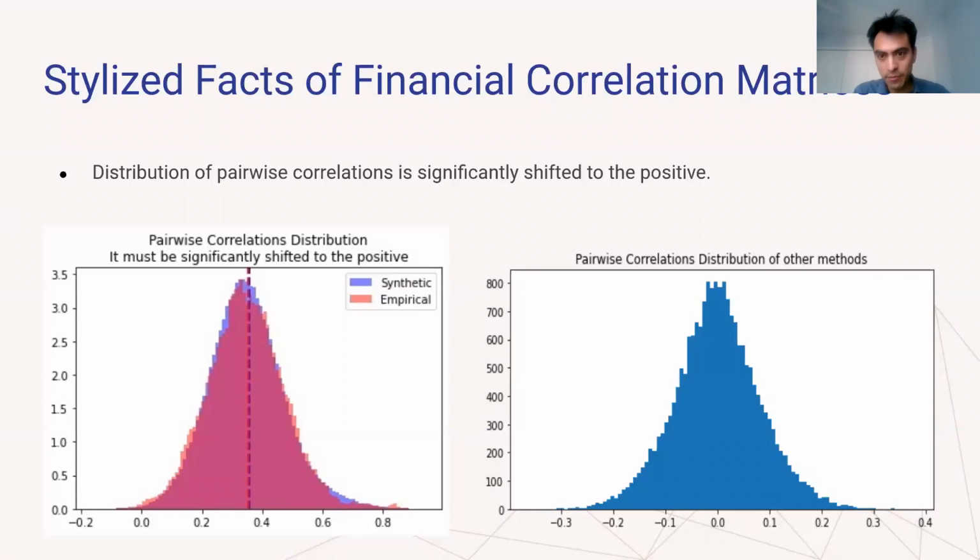But if you compare it on the right with the pairwise correlation distribution of other methods, you will see that other methods are not significantly shifted to the positive. They have a mean of almost 0. They have several values that are negative. So that's what makes correlation matrices realistic. It is one of the stylized facts.